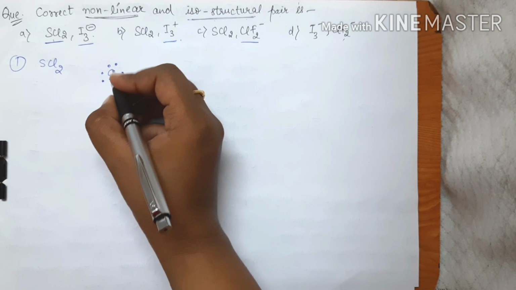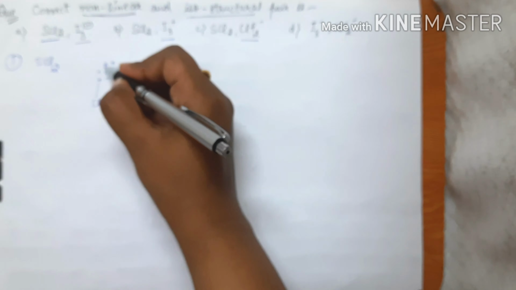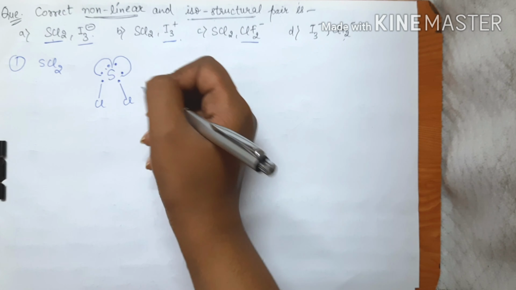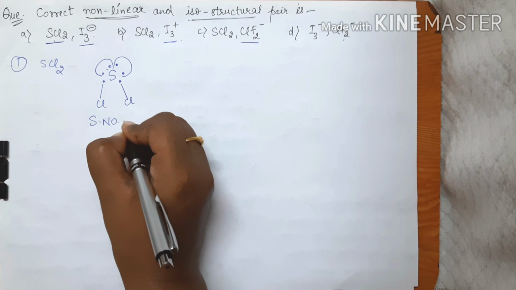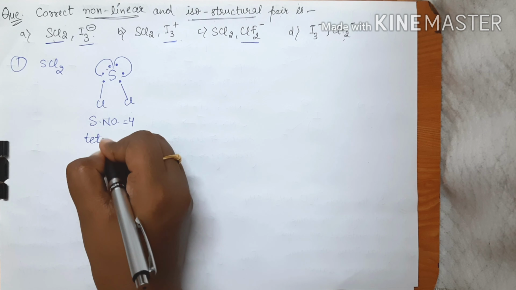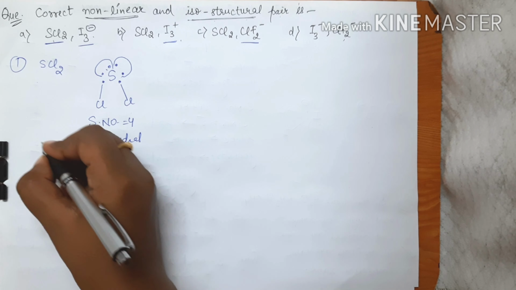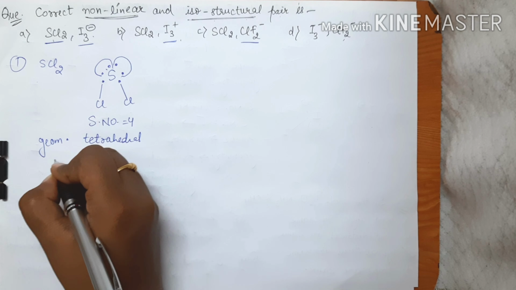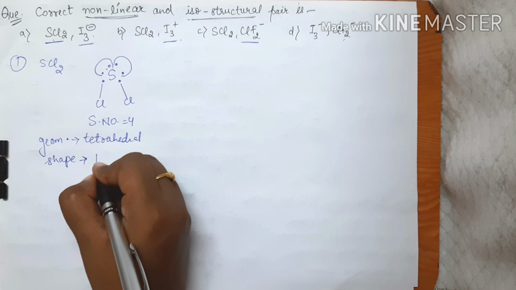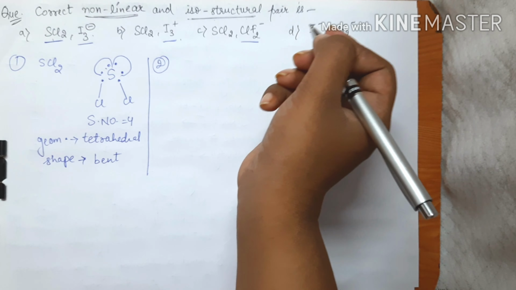Now it is attached to two chlorine atoms like this, so it will have two lone pairs and two bond pairs. Steric number is 4, sp3 hybridization and tetrahedral geometry. And what will be the shape? The shape will be bent. This is all about the first molecule. Now we'll go for the second molecule.